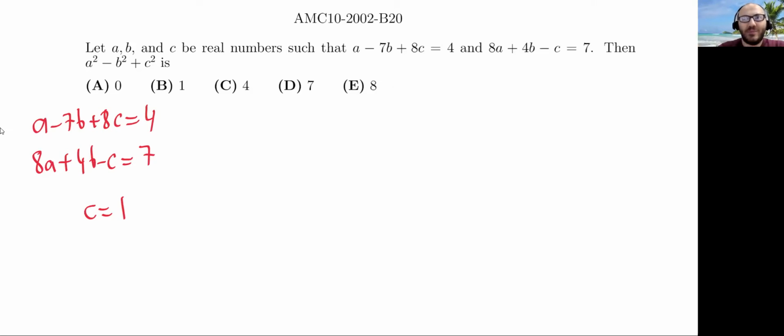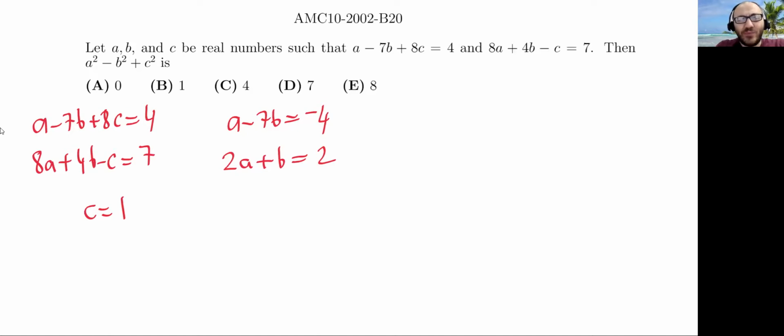Nobody's going to come and say C is not equal to 1. There are no such rules, so feel free. And then our equations become A minus 7B equals, C is 1 now, so this is negative 4. And 8A plus 4B now is 8, so let's divide everything by 4 to get 2A plus B equals 2. Then this is two unknowns with two equations, so we should be able to solve this.